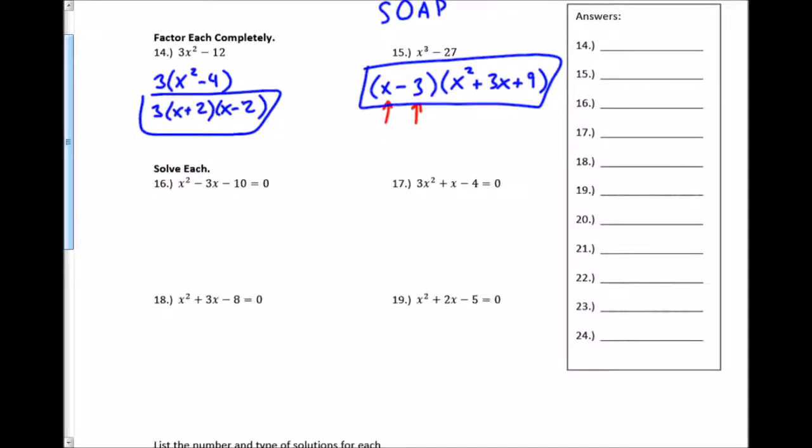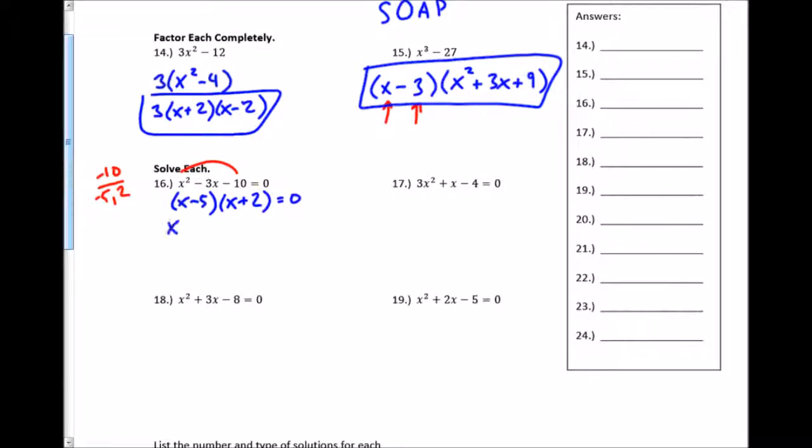This one asks us to solve, so we're going to solve either by completing the square, quadratic formula, or factoring. Always check factoring first. I build a bridge, a negative 10. The two numbers that multiply to a negative 10 but add to a negative 3 are negative 5 and a positive 2. So this one is going to factor into an x minus 5 and an x plus 2.